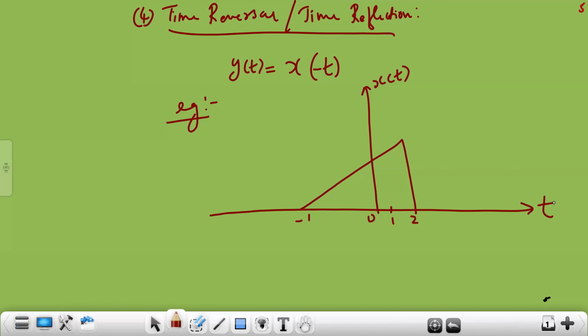So now this is a given signal. Today you will have a 2 hour class for signals. Now plot x of minus t. With this signal, you need to plot x of minus t. Kindly do it. Kindly plot x of minus t. How will it look?